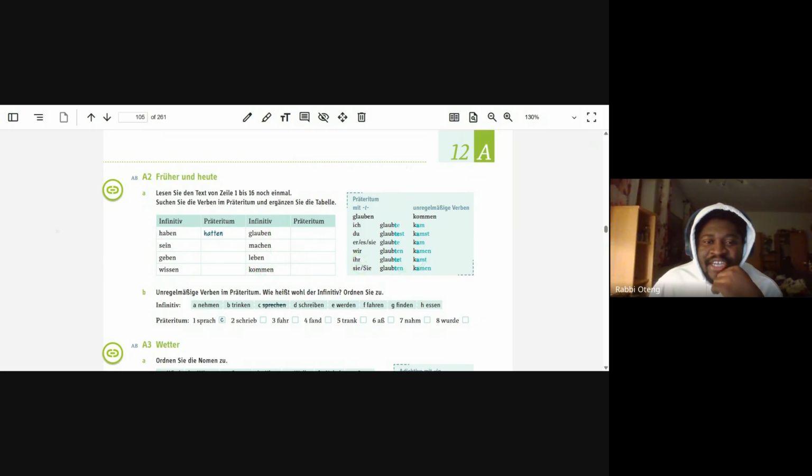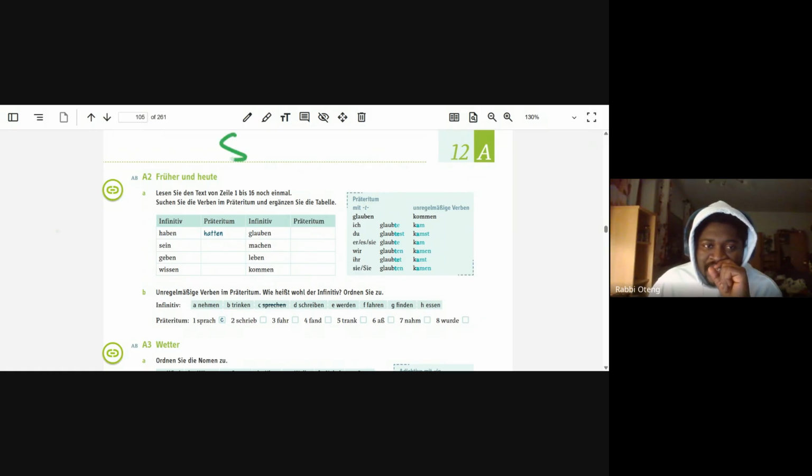Then sprechen is sprach. If you want to say I am speaking, I speak German: ich spreche Deutsch. You want to say in Ghana you spoke: in Ghana sprach ich. Normally with the ich form in the present tense, you always add an e, but in the Präteritum, not anytime do they go with e. Like I said, you have to learn them by heart.